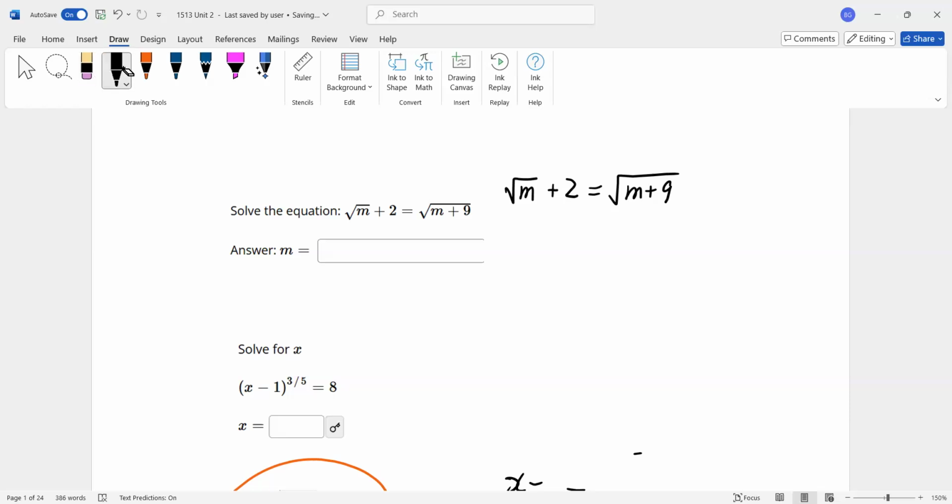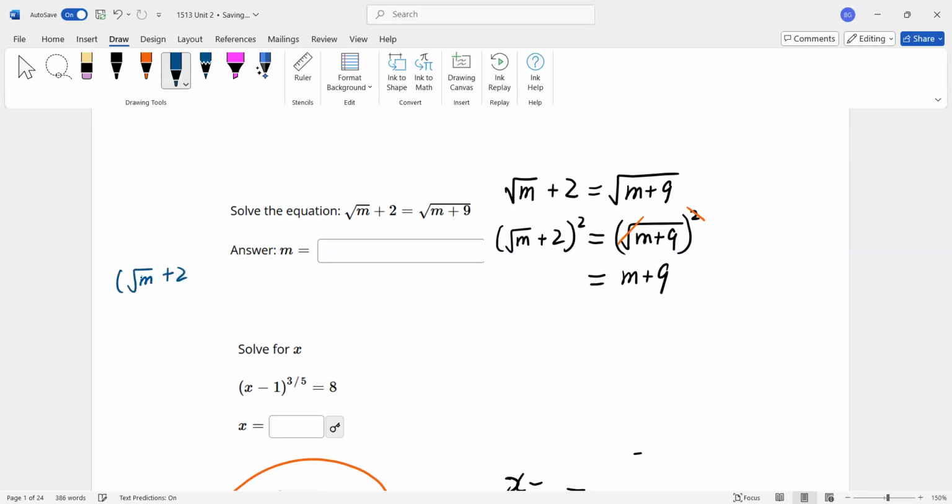And we are going to raise both sides of the equation to the power of 2. Root m plus 2 to the power of 2, and on the right, root m plus 9 to the power of 2. The reason we raise the right side to the power of 2 is because the square will cancel the square root and release the radicand m plus 9. So on the right side, we have no radical anymore. We have m plus 9. The left side, I'm going to process here. Root m plus 2 to the power of 2.